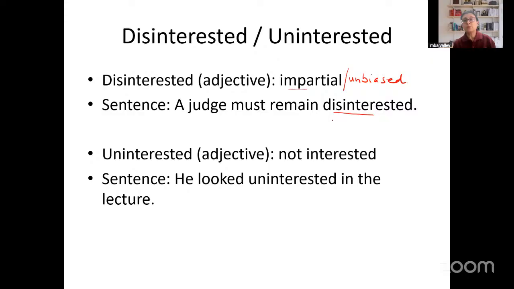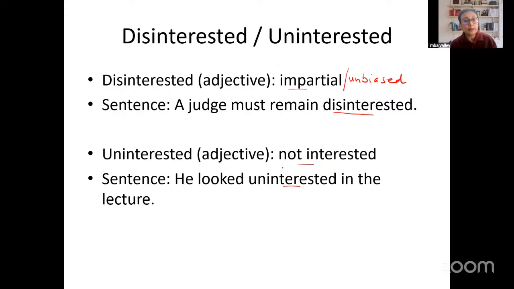Okay? When someone is disinterested, it doesn't mean that they have no interest. It means that they are unbiased. It means that they are neutral in their approach. It means that they are impartial. While the word uninterested means not interested. He looked uninterested in the lecture.